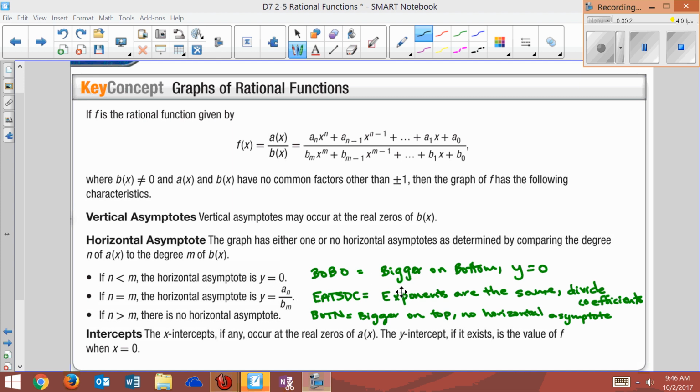If the powers are the same, you divide the leading coefficients. If the power is bigger on the top, then there's no horizontal asymptote. It'll be some different type. X-intercepts occur when you solve for the zeros on the top. So distinguish here. Intercepts, or zeros, are when the top equals 0. A vertical asymptote is when the bottom equals 0. So that's just the general rules.